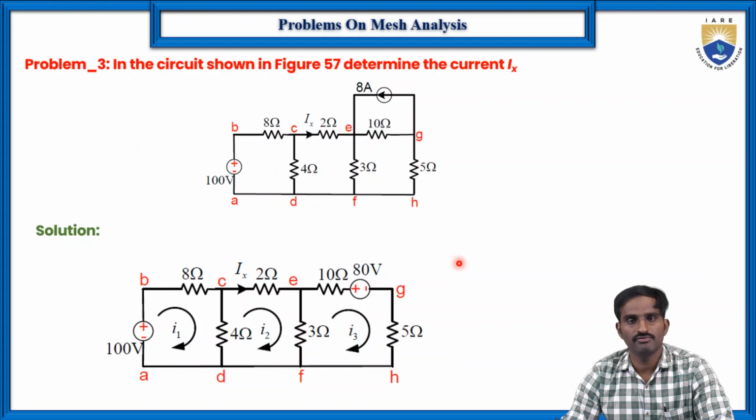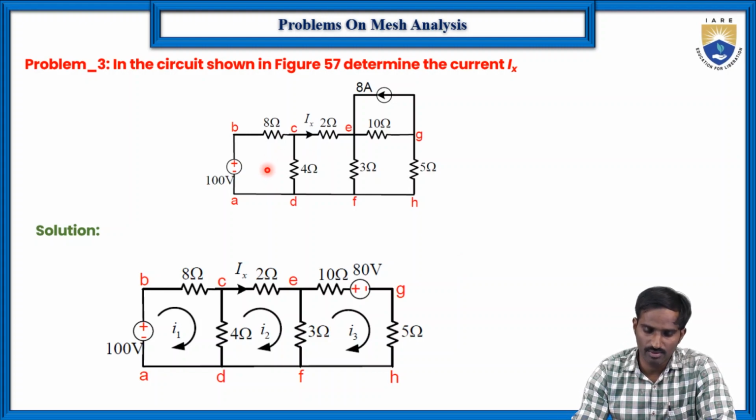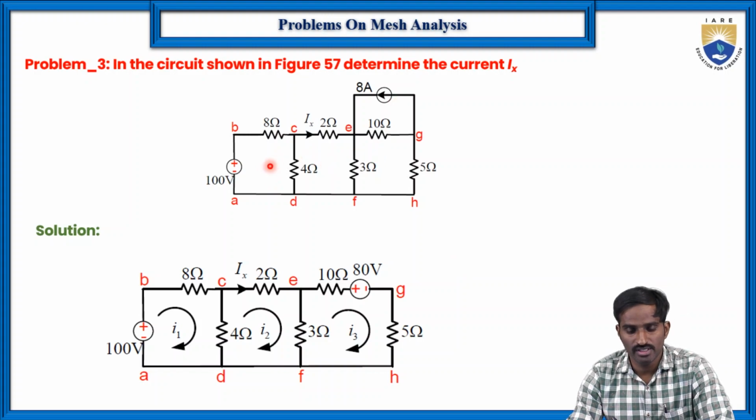Now we are going to solve another problem. As you can see in the given problem, there are 1, 2, 3, 4 loops. Four loops means we will get four equations. So it is a little difficult to solve these four equations or to find the four variables.